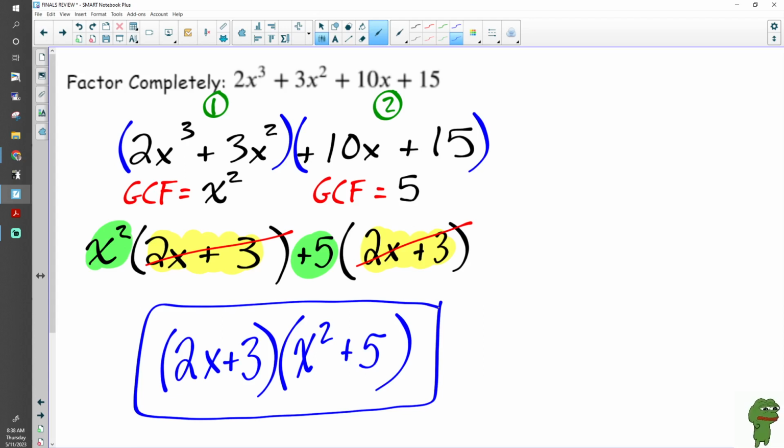The question does not tell you. It doesn't say factored by grouping. It just says to factor. So make sure you know: 4 terms, group. 3 terms, x method. And that's your first topic on your final.